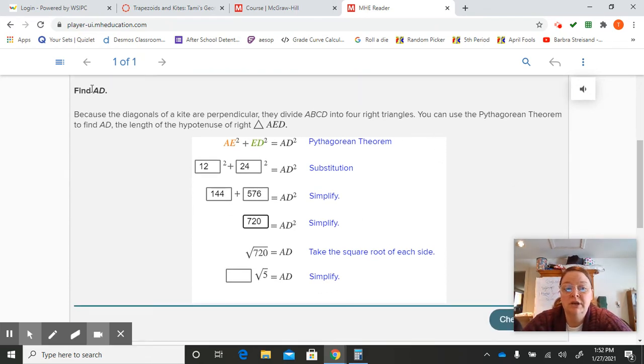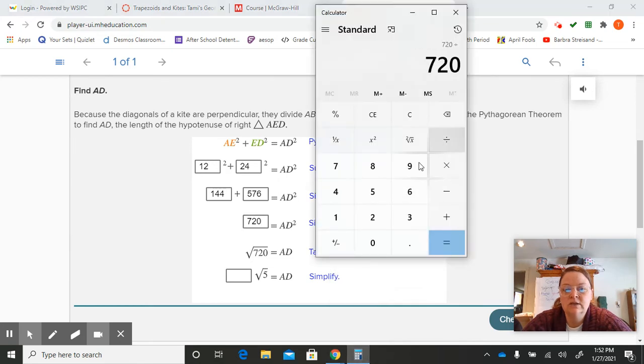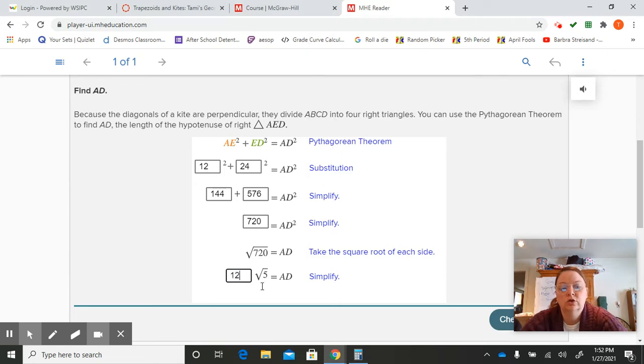But in the original problem, they don't want AD squared, they want just AD. So we have to take the square root of both sides. And that is 12 times the square root of 5.